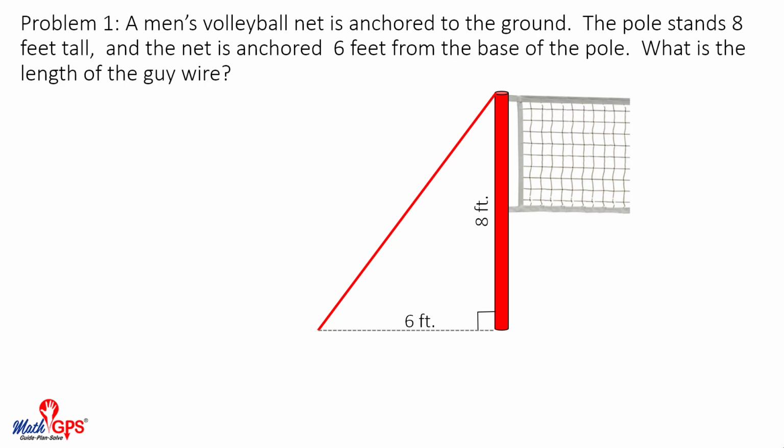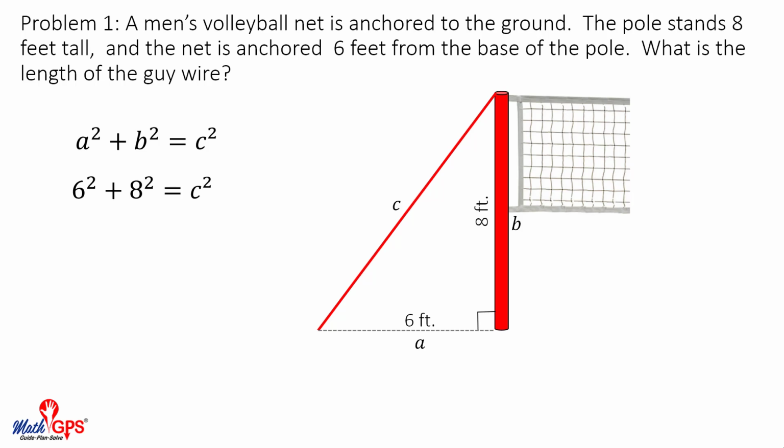Problem 1. A men's volleyball net is anchored to the ground. The pole stands 8 feet tall and the net is anchored 6 feet from the base of the pole. What is the length of the guy wire? Identify the two legs of the triangle as A and B. Identify the hypotenuse as C. The hypotenuse is the longest side of the right triangle and is always opposite the right angle. The Pythagorean theorem can be used to find the hypotenuse. A squared plus b squared equals c squared.